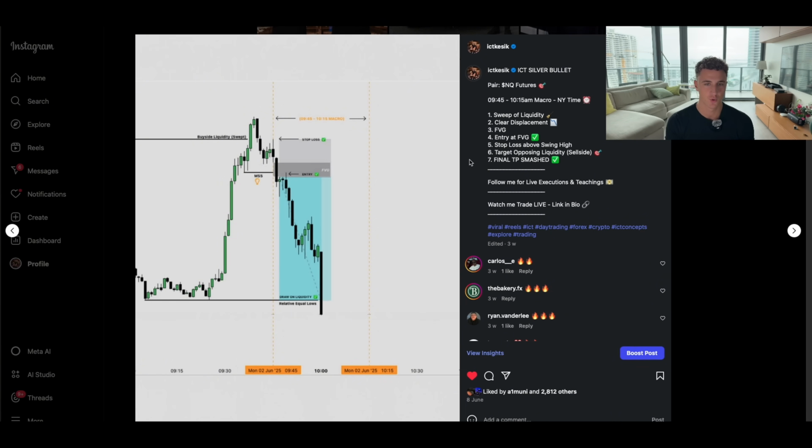So anyways, we enter short, we've managed our risk correctly, and now we're just simply targeting the next draw on liquidity. As you can see, TP has been smashed. Very lovely trade. In this scenario here, we didn't actually get an opportunity to take any partial profits, and we simply just targeted the external draw.